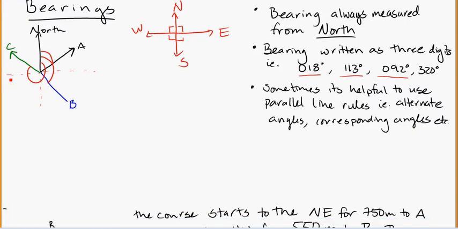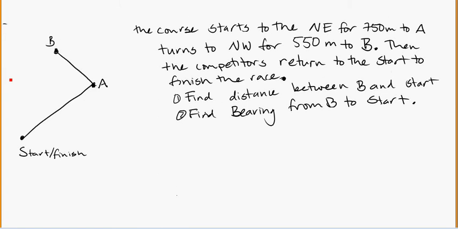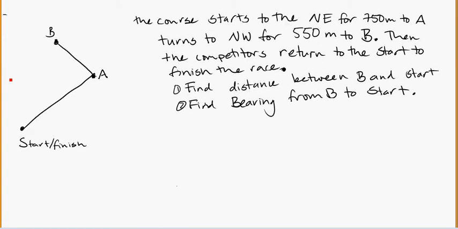Alright, let's take a look at an actual problem. So this is an orienteering course. The course starts at the start, and the individuals run to the northeast. So that's in this direction out here to point A, and they run for 750 meters. At A they turn northwest for 550 meters. And then from B they return back to the start.